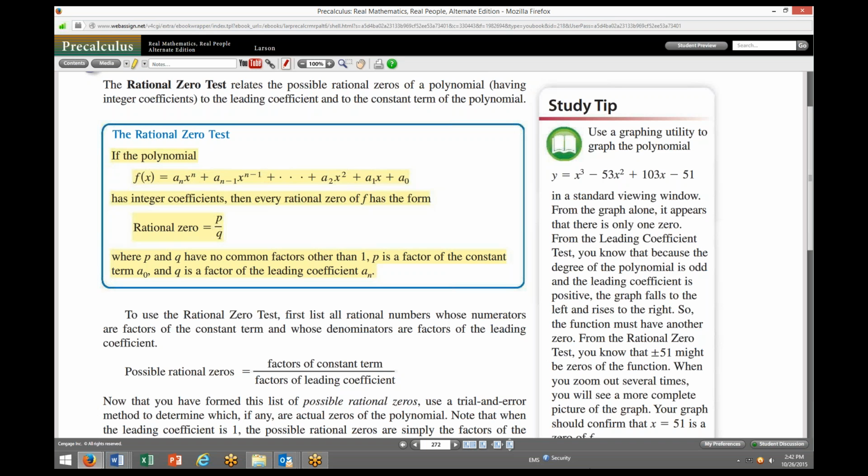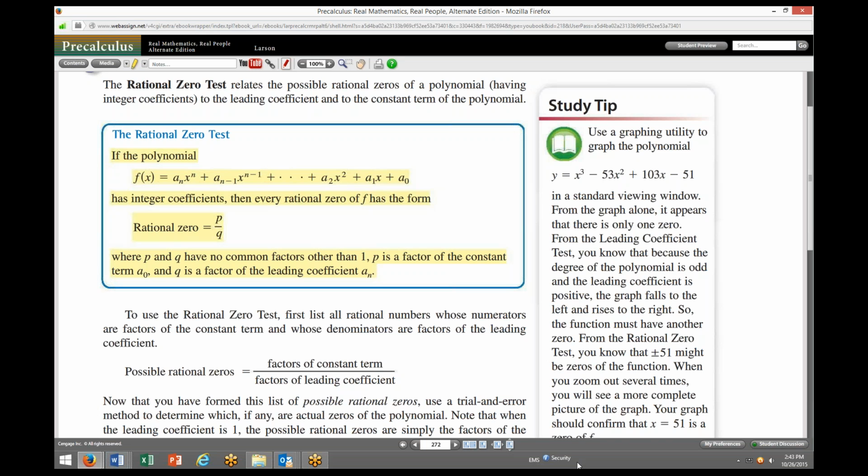Rational numbers are like 2/3 or 5/4 or -3/4 or the number 2. 2 is a rational number because it can be written as the fraction 2/1. Anything can be written as itself over 1. So all the whole numbers are also rational numbers. And here we go. A nice little test for finding all the numbers that could possibly be rational number zeros of a polynomial function.